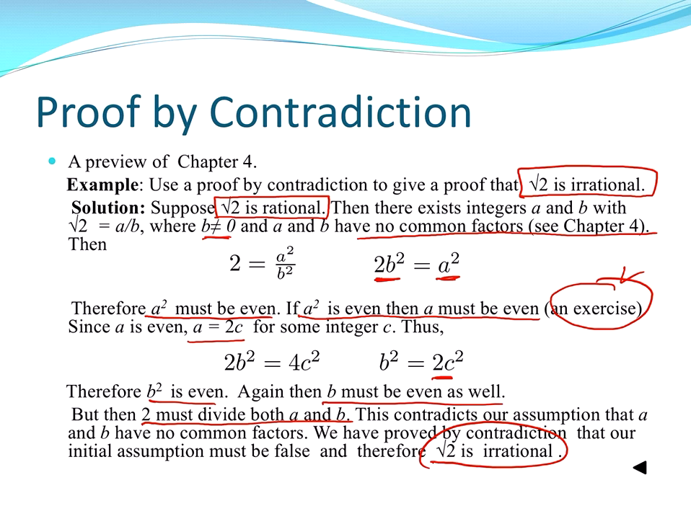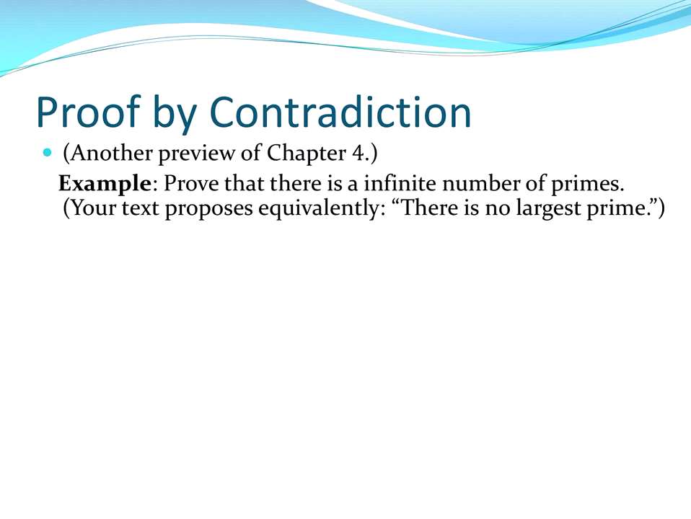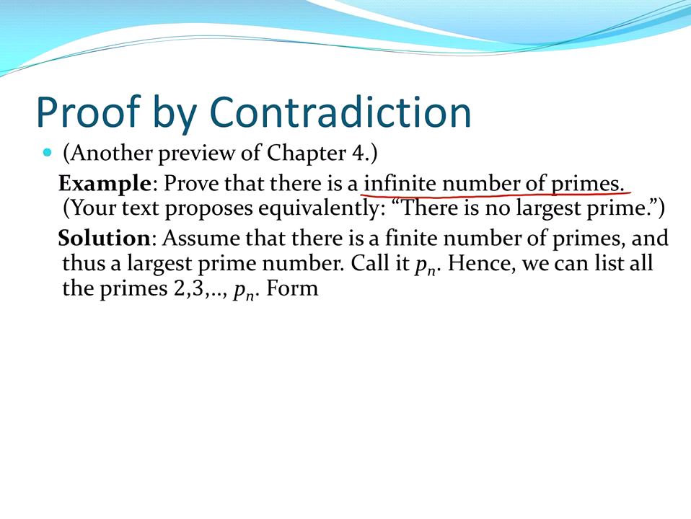All right, we have another proof by contradiction to do, and another preview of chapter 4. We want to prove that an infinite number of primes exist, or that there is no largest prime. And so what we'll do is we'll assume the opposite, that there are a finite number of primes. And if you have a finite number of primes, there must be a largest prime, and we'll call it p sub n. So if I have a largest prime, I can list them all out theoretically from 2, the first prime, 3, all the way up to p sub n.